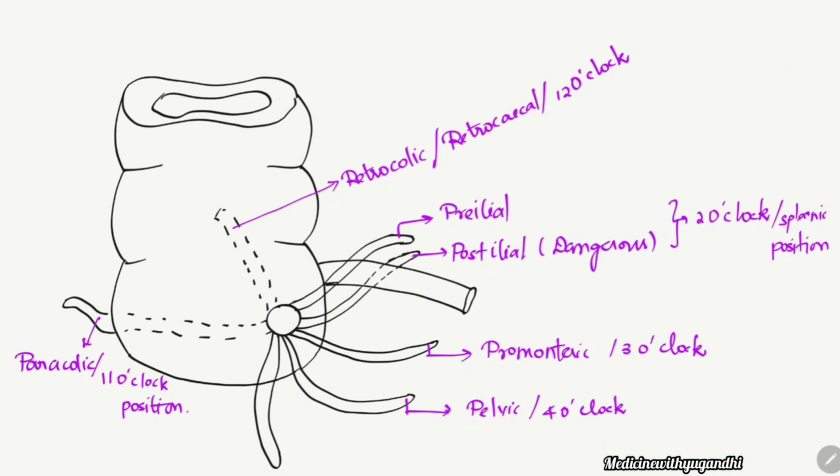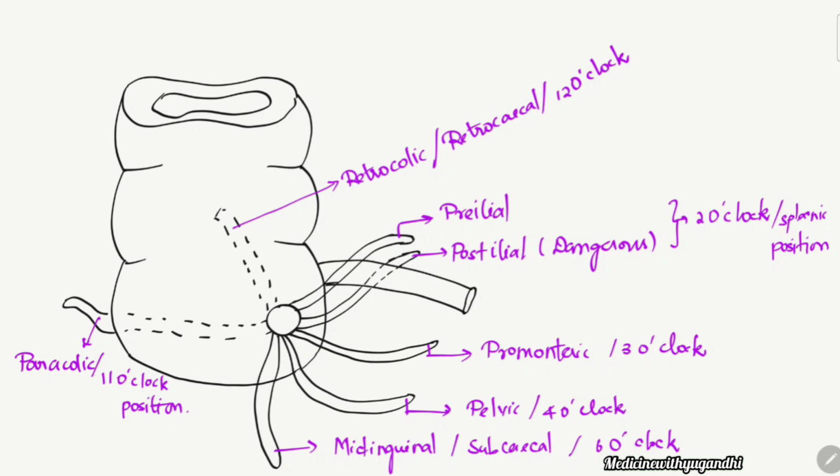The next position is the midinguinal position. Actually, this lies below the cecum. So it is called subcecal or midinguinal because it points towards the inguinal ligament. So it is also called midinguinal or subcecal or 6 o'clock position.